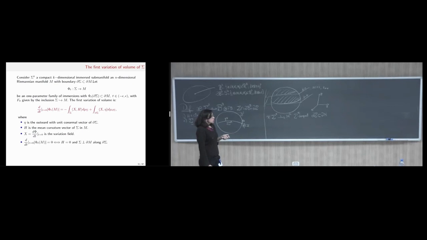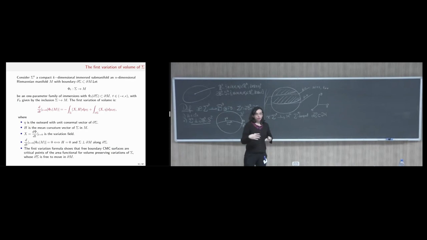Okay. So you can prove that if you have a critical point here, the submanifold is minimal, and moreover, sigma intersects the boundary of M orthogonally along the boundary of sigma. The same way that I said before, but now I have some characterization of the problem with variation. You can see the problem with CMC hypersurface, surface, as a critical point of this variation, but now the variation preserves volume.